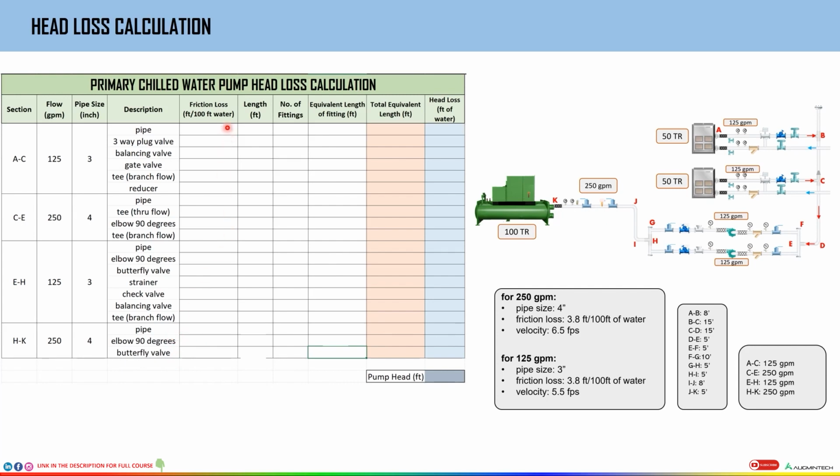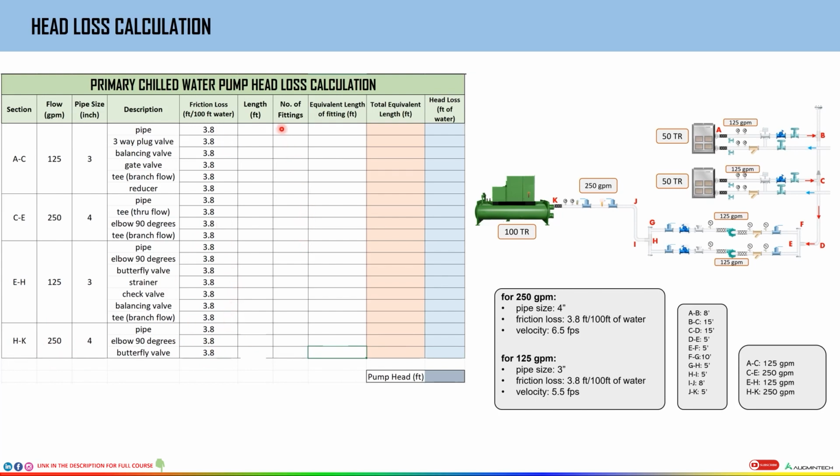Okay, so what are the friction losses now? In A to C, which has 125 GPM flow and pipe size is 3, what is the friction loss? Over here, 125 GPM we earlier determined was 3.8. So in this section it is 3.8, and for 250 GPM flow, it's 3.8 again. So everywhere we have the same friction loss.